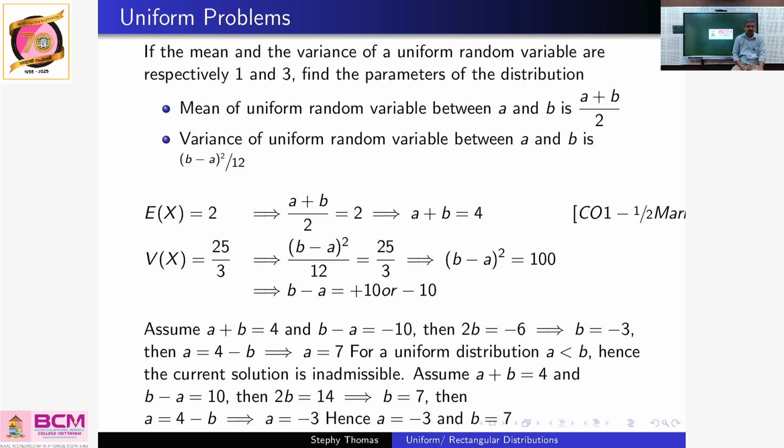Hence, we will solve with b minus a is equal to 10, and a plus b is equal to 4. When we add these equations together, we will get 2b is equal to 14, implying b equal to 7. Then a is equal to 4 minus b, that is a is equal to 4 minus 7, that is equal to minus 3. Hence, we derived the parameters of the given distribution as a equal to minus 3 and b equal to 7.